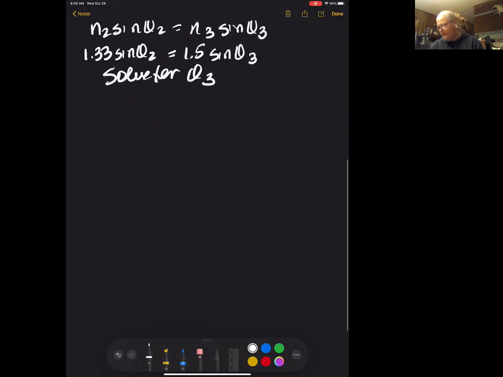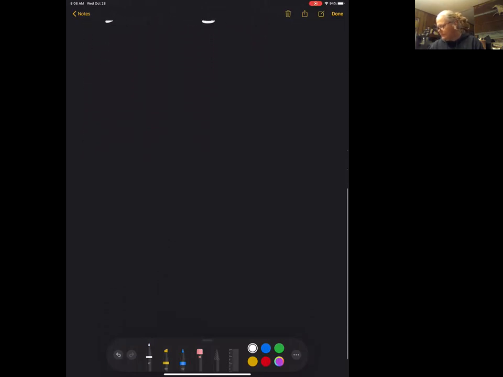So let's do another one. Let's look at problem number 20. This is one about critical angle and total internal reflection. It says a thin glass rod is submerged in oil. What is the critical angle for light traveling inside the rod?